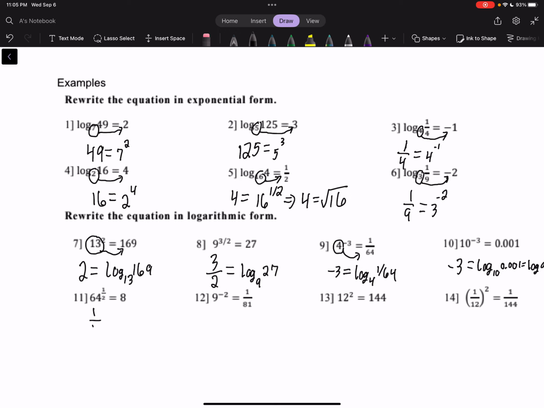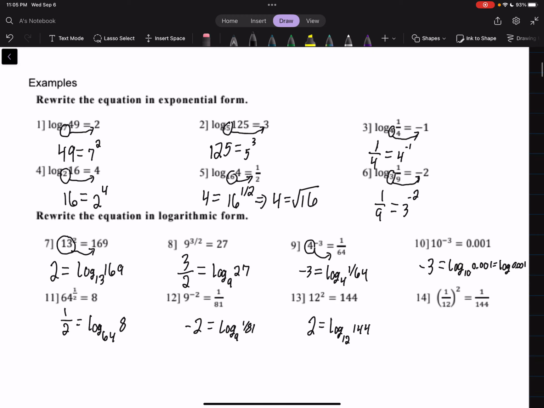All right, 1/2 equals log of 64 base 8, -2 equals log base 9 of 1/81. 2 is equal to log base 12 of 144. 2 is equal to the log base 1/12 of 1/144. And we're done.